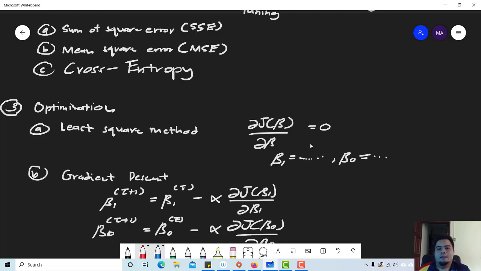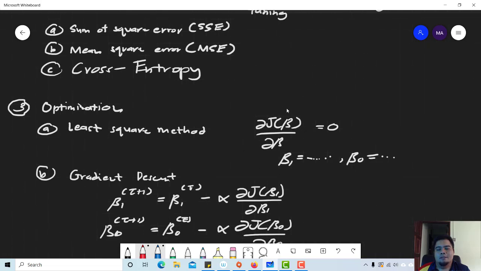So of course this one you are already familiar with. The method was discussed during your secondary school, when you want to find the minimum point or the maximum point of a function. You must compute the partial derivative of that function, and then set it equal to 0. So that is actually where the least square method comes from.